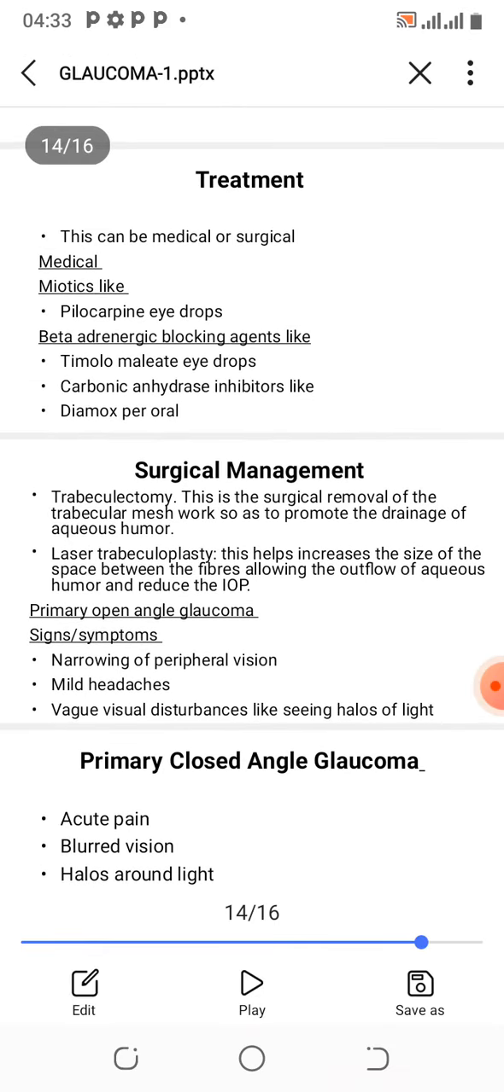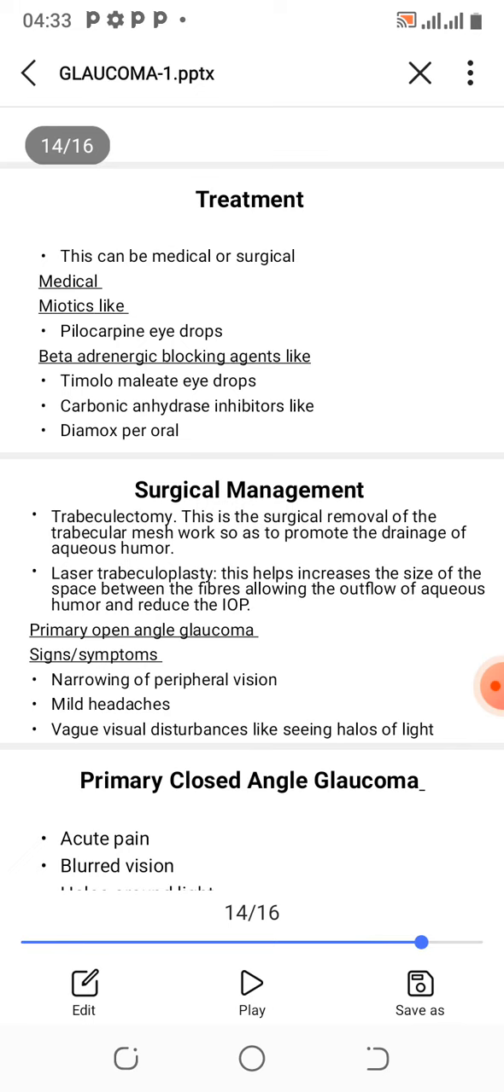So what will be the treatment? The treatment can either be medical or surgical. In medical treatment, you can use miotics like pilocarpine eye drops. You can also use beta-adrenergic blocking agents like timolol eye drops. You can also use carbonic anhydrase inhibitors like Diamox, which can be given orally. And there are many more drugs which can be used.